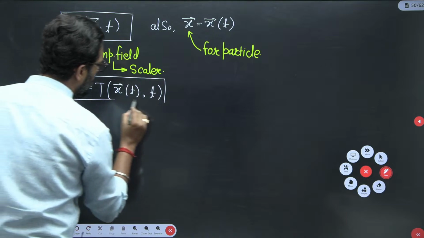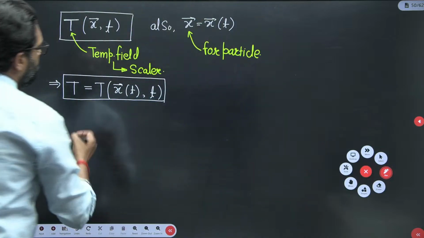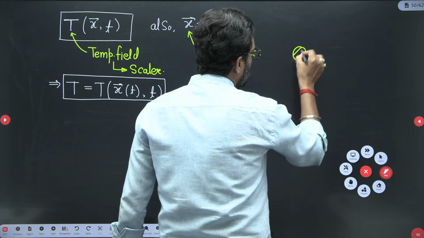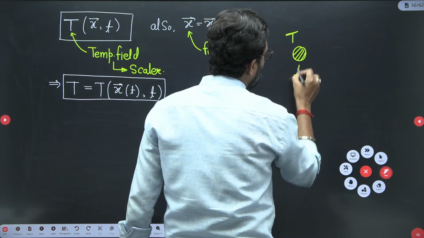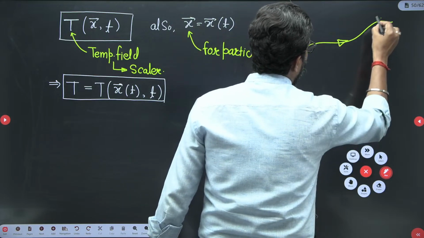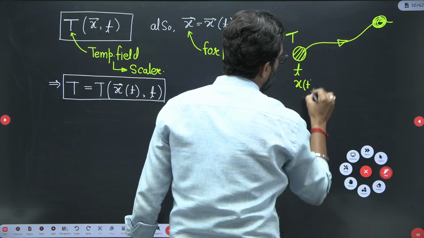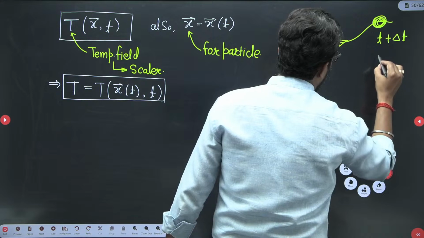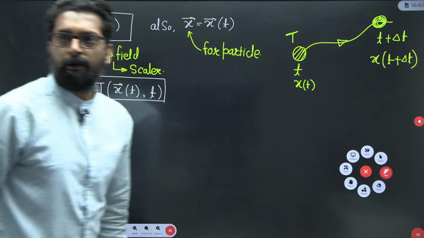Now how to quantify the parameters? If we define this for the particles, let's suppose these particles have a temperature T at any time t. The particle will change after some time, and its position x is a function of t. Now after some time, the temperature is T plus delta T, and the position is x at t plus delta t. Clear? So these are essentially the path line.